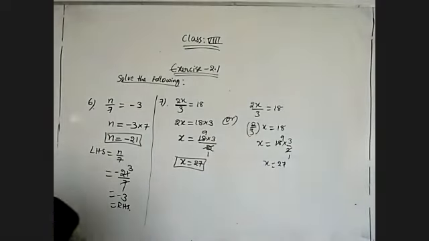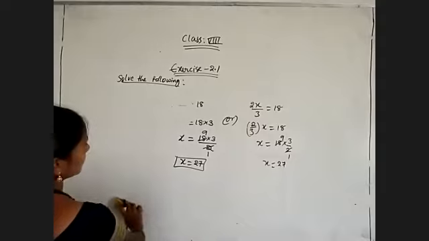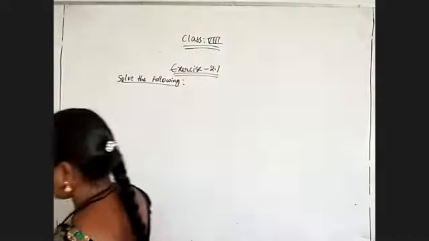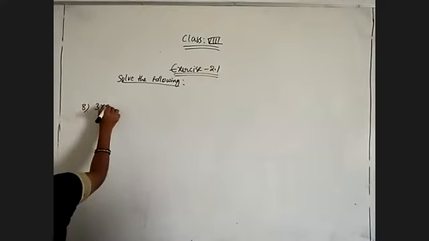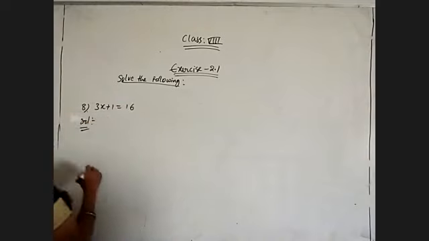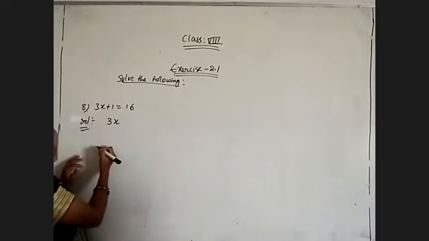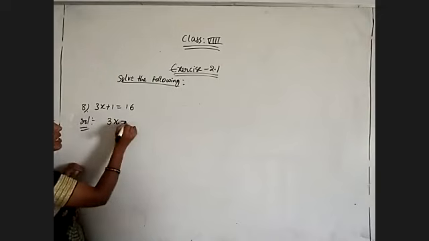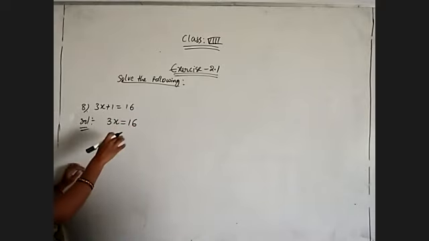Now the next problem. 3x plus 1 is equal to 16. So here, how do we simplify? First, the variable term we need to keep there, and then the extra terms we have to bring to the other side. 3x is equal to 16, and by bringing this plus 1 to this side it becomes minus 1.